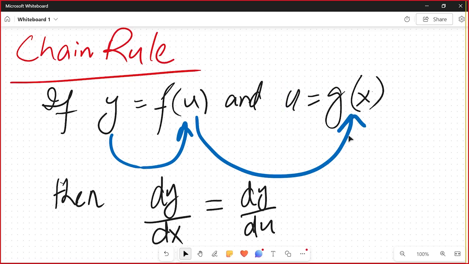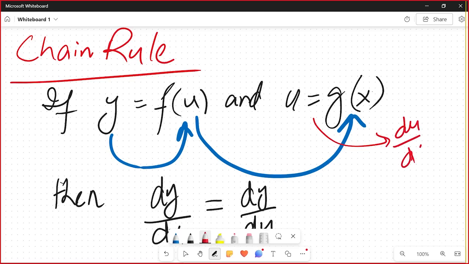And now you have u is equal to g(x). So can you have du upon dx? Yes. So from here we are able to say du upon dx. We can do that, right? Because it's a function of x. So now what we would do here, we multiply this by du upon dx.